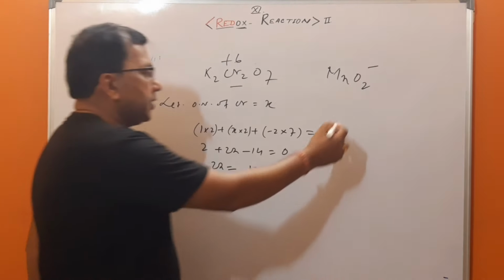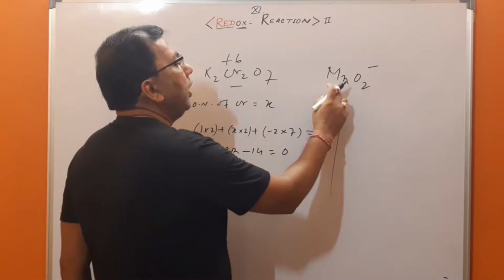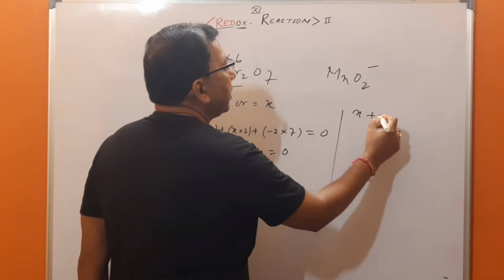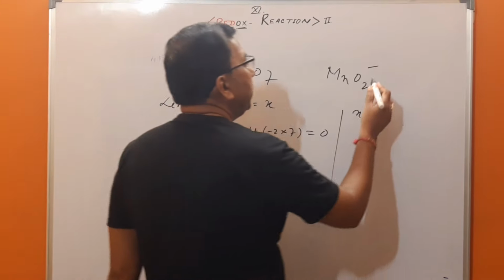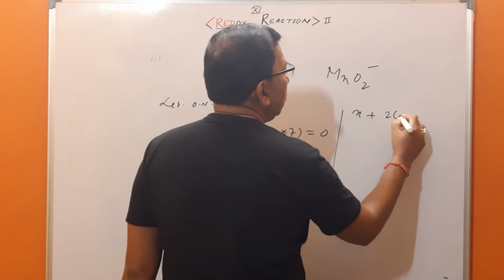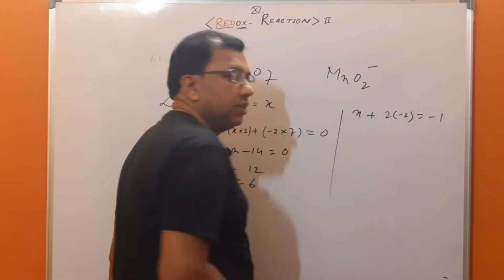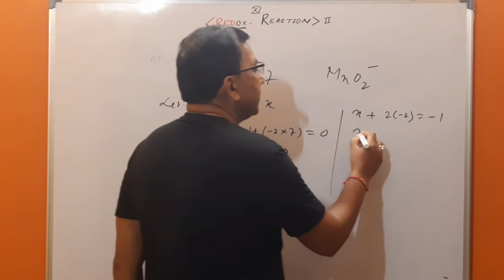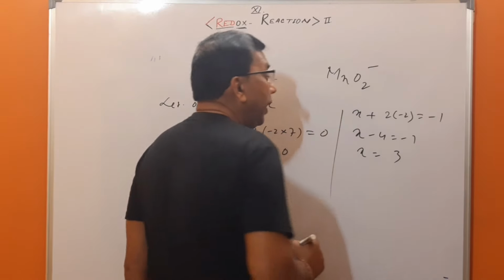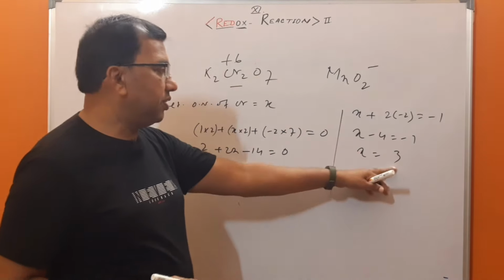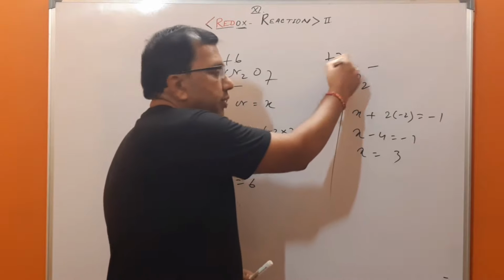Next, in this case, let Mn be x. x plus oxygen, 2 into minus 2, equals minus 1. So x minus 4 equals minus 1, x equals 3. Minus 1 plus 4 is plus 3, correct?